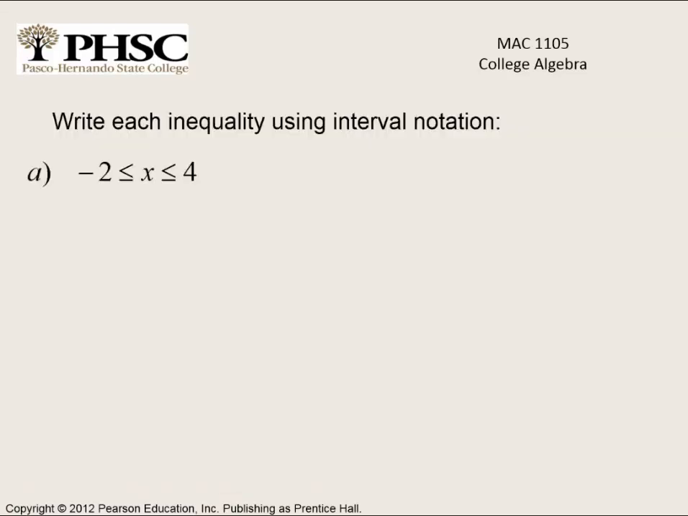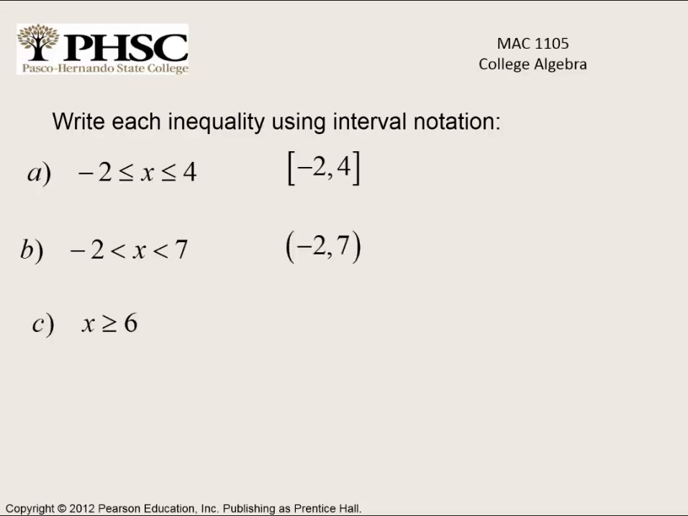So here we have an example. We're going to write each inequality using interval notation. So -2 is less than or equal to x, less than or equal to 4, and the way that we write that is using brackets. The next one is -2 is less than x, less than 7, and we write that using parentheses.